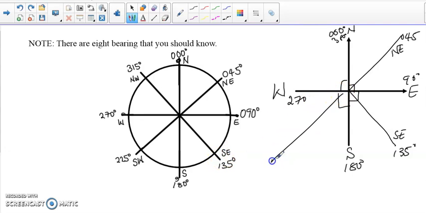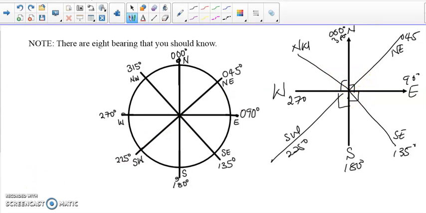In this case also, it's in between south and west. So we have here southwest. And any angle it makes here, if you divide into 2, is 225 degrees. That's how we have here. Likewise here, finally, we go back to northwest. So these are the eight bearings that you should know.